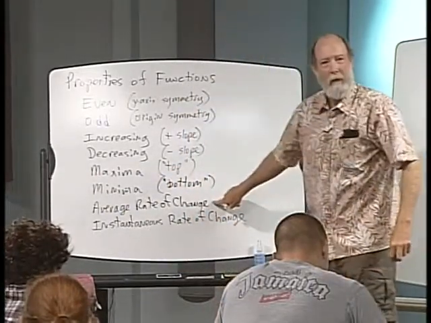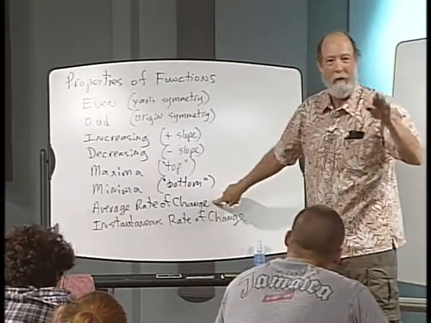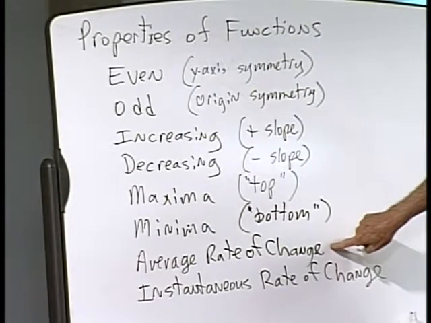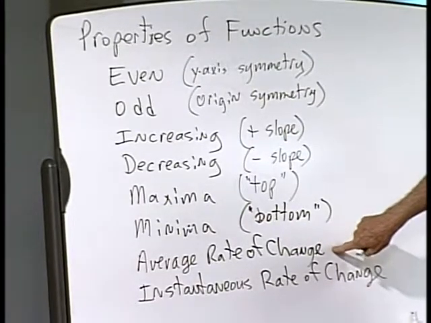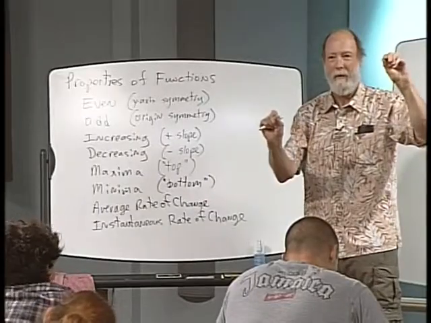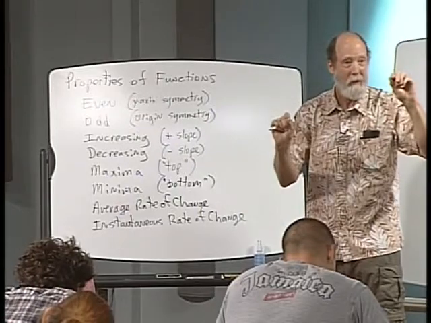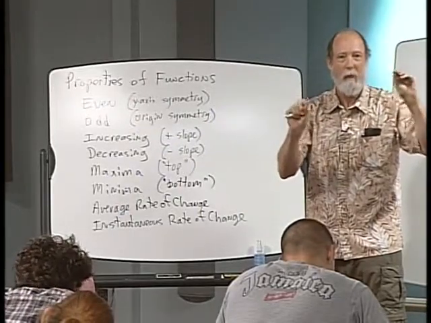Average rate of change, something I don't think I'd mentioned. I did briefly mention it in a class session that we didn't record the other day. Average rate of change is just your concept of slope between 2 points. That's called the average rate of change. So it's something you've been doing since beginning algebra. It's just the slope between 2 points.